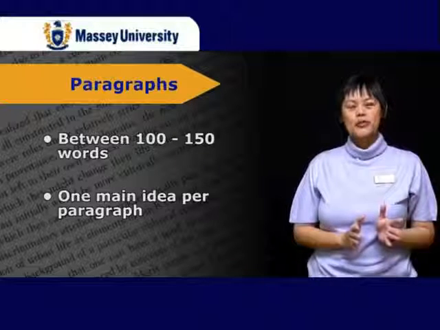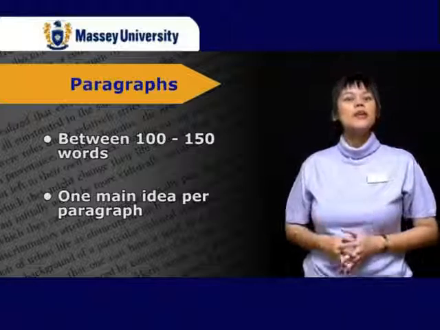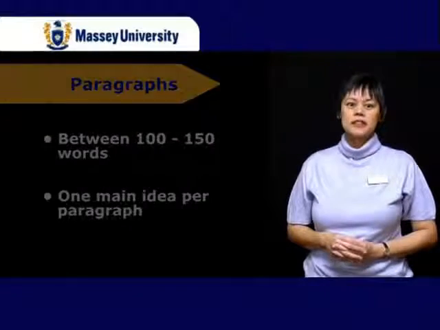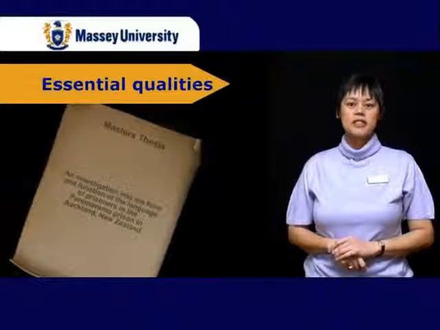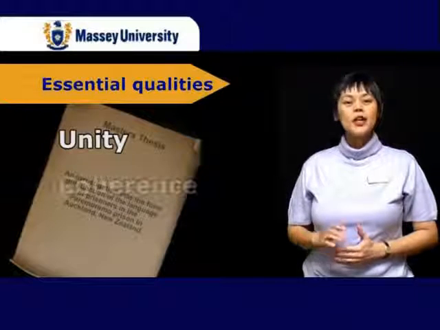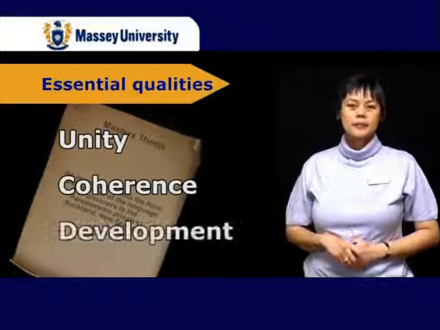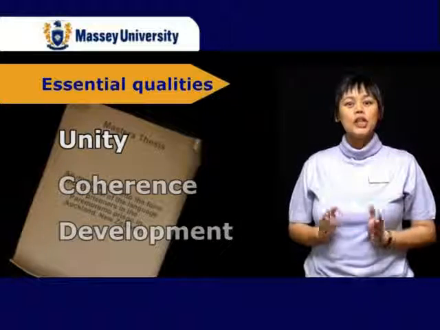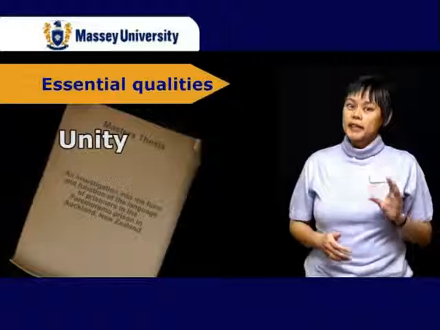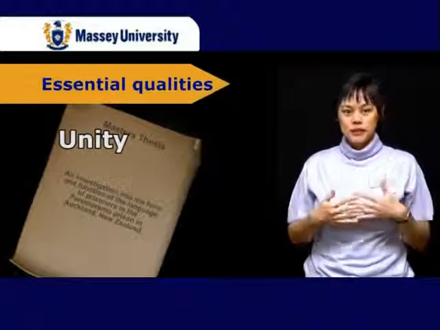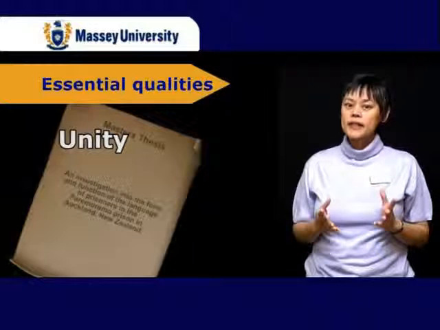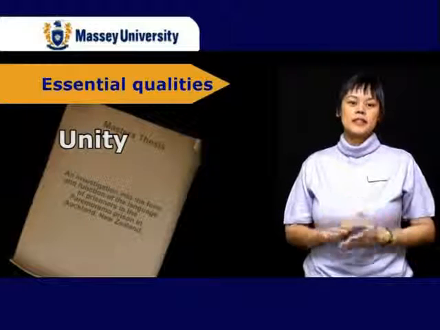Once we have our paragraphs sorted out, we can look at organizing them into the thesis. There are 3 essential qualities for writing a good thesis: unity, coherence, and development. Quite simply, unity means that when ideas and paragraphs are strung together and the relationship between them is clear, then the whole writing is said to have unity.